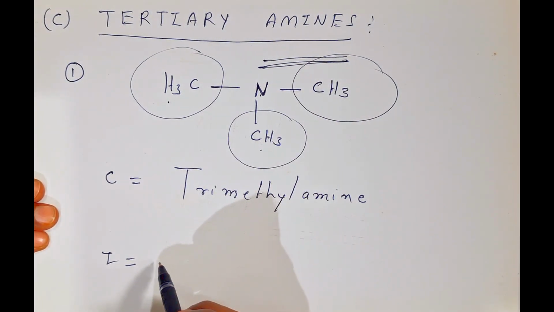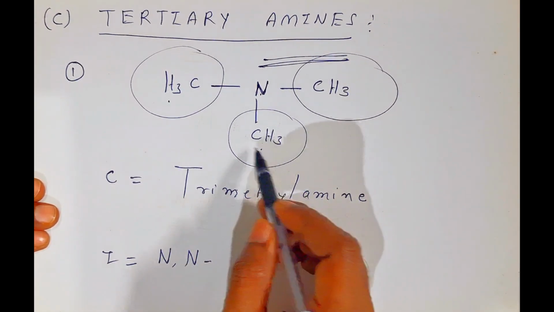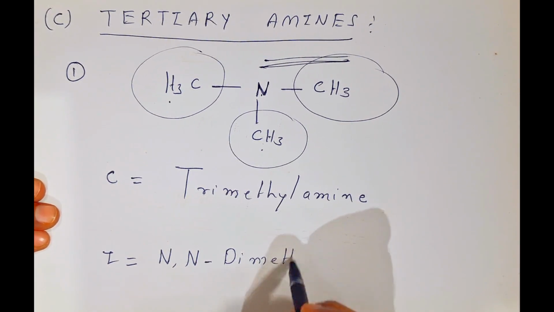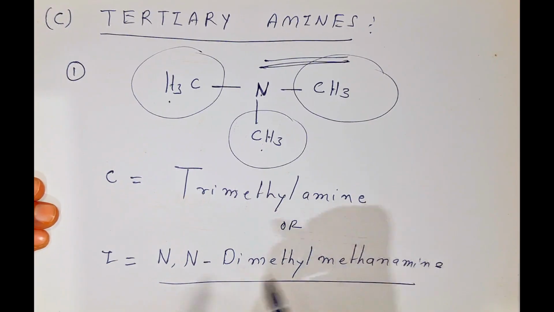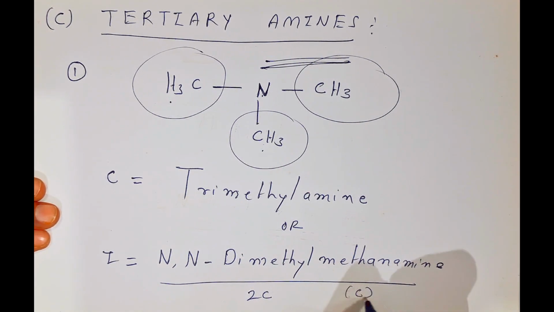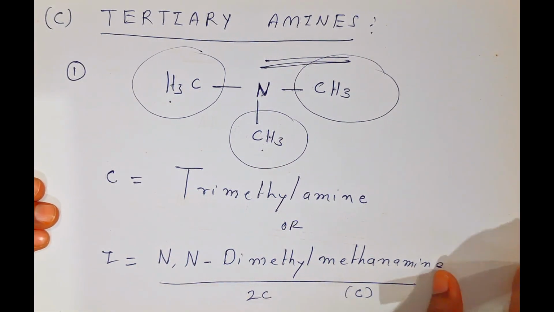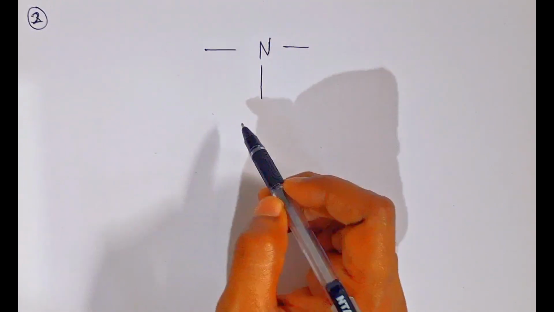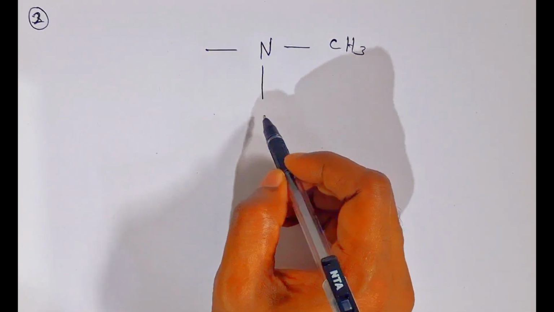So we will write N,N twice. They are attached to the nitrogen. N,N. How many methyls? 2 methyls. So we write dimethyl. N,N-dimethyl methenamine. Trimethylamine is nothing but N,N-dimethyl methenamine. So here, students, dimethyl contains 2 carbons, and 1 methyl, so the total 3 carbon-containing molecule is trimethylamine, which is called N,N-dimethyl methenamine. Tertiary amines, students, are formed when all the valencies of this nitrogen are replaced by alkyl groups. The first alkyl group here is methyl. It is attached to methyl.